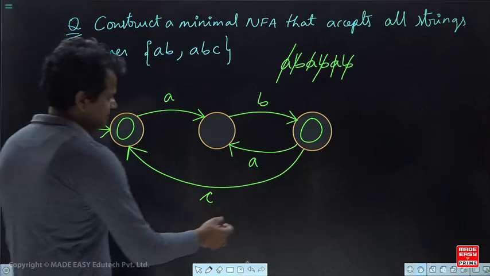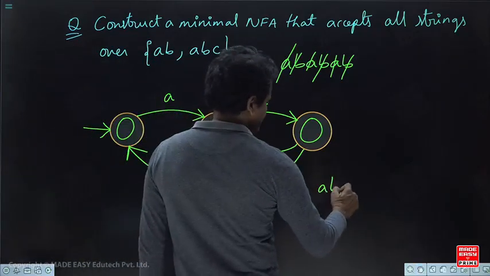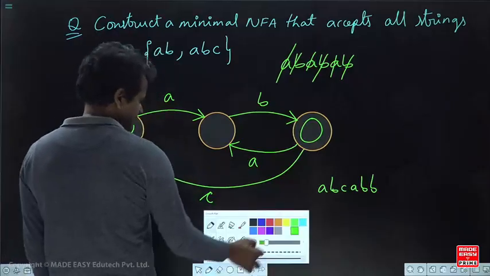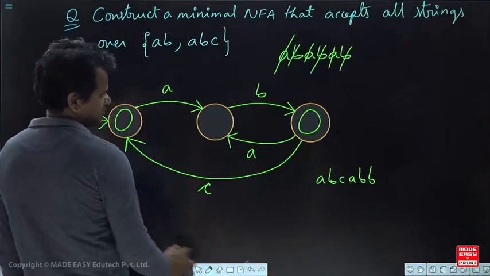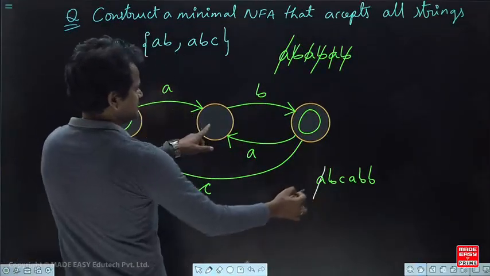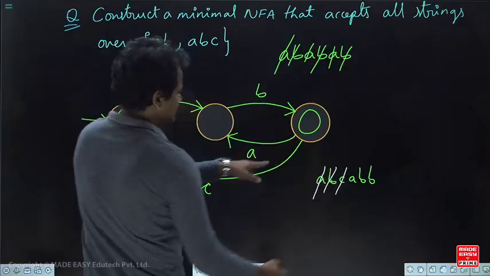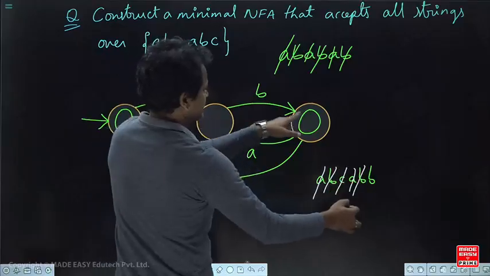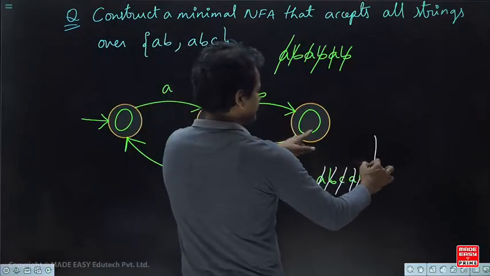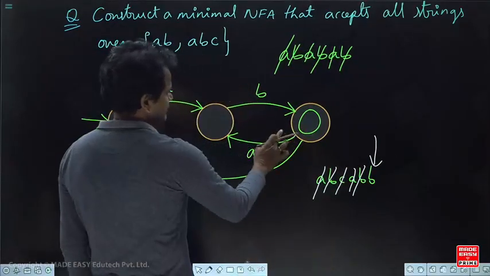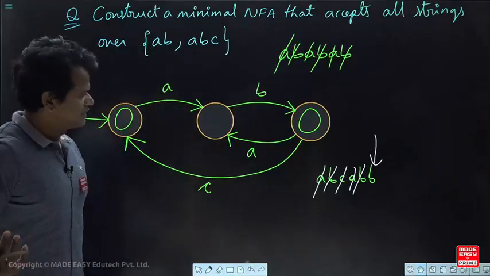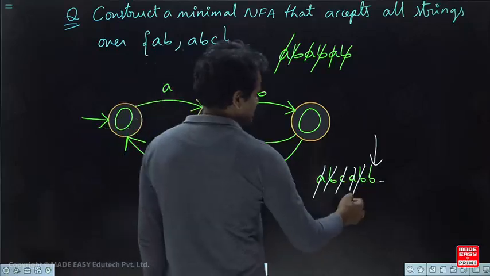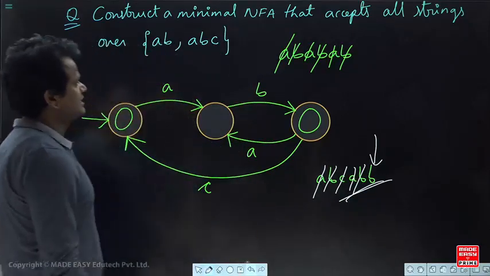Example, I'll give you one string. Valid or invalid? Tell me. ABC, ABB. Valid or invalid? This is invalid. Let me check. A, it comes here. B, it comes here. C, it comes here. Then A, it comes here. B, it comes here. And B, we have not defined at this state. We have defined for A, we have defined for C. So when we don't define, the machine stops. Even though the machine stops in the final state, it is not accepted because the string is not done completely. That's it, guys.